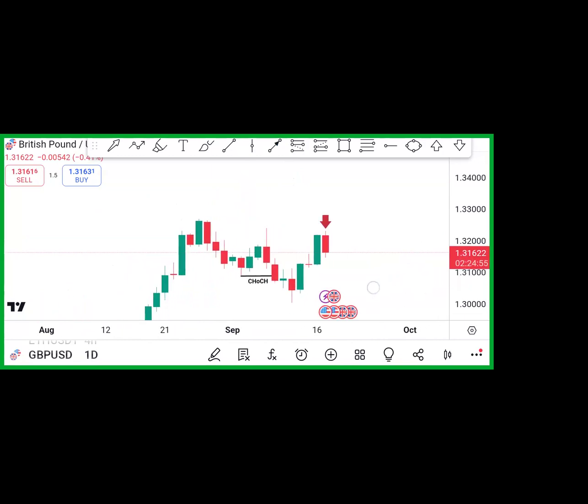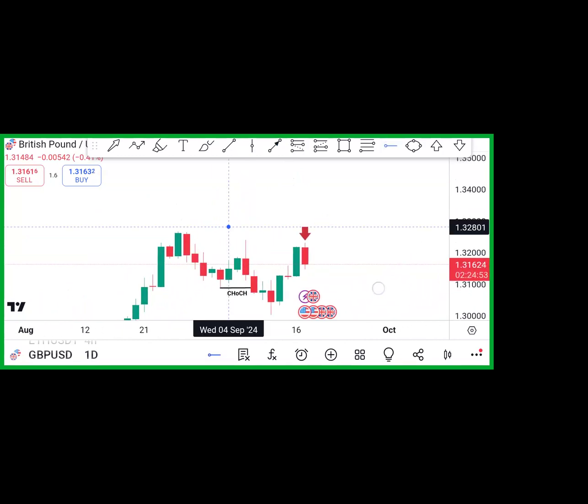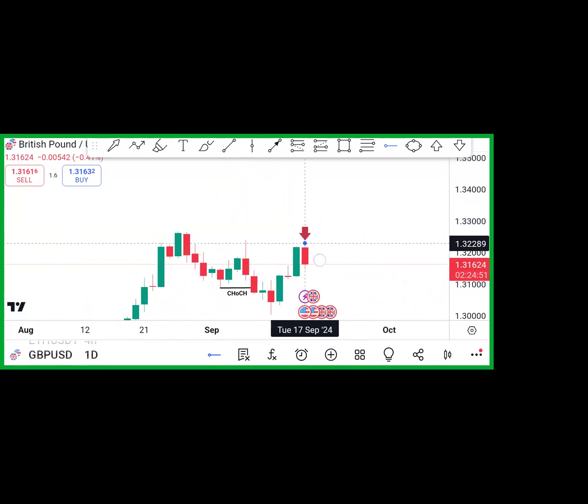So what did I say? Mark out your previous day high and your previous day low, which is this previous candle at this level. So let's mark out the high of the candle.